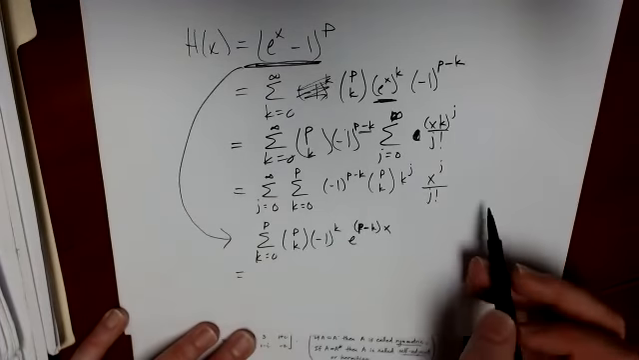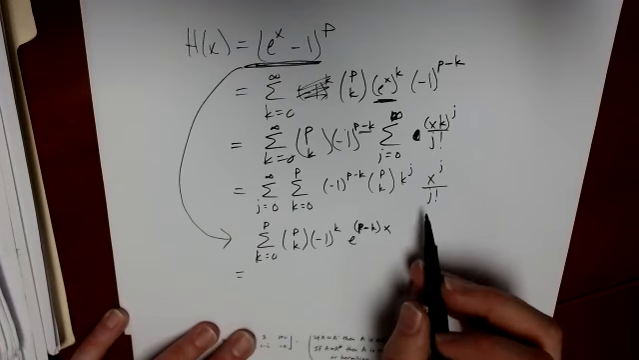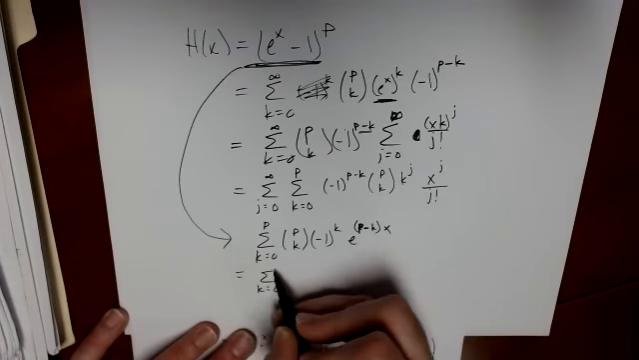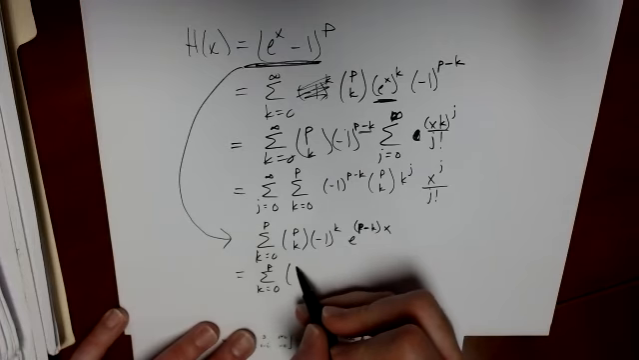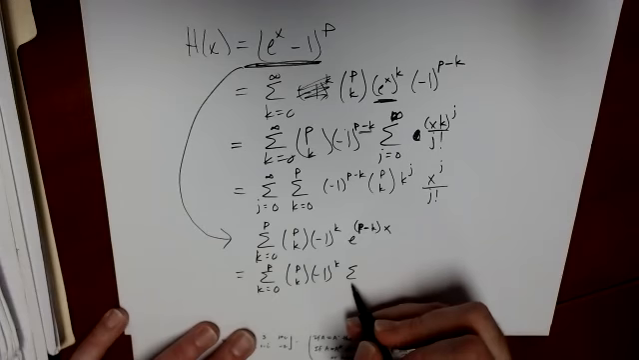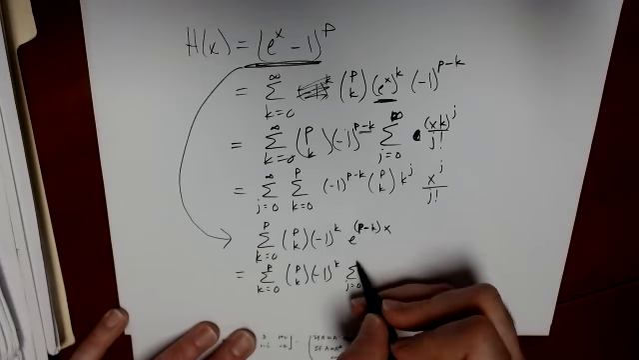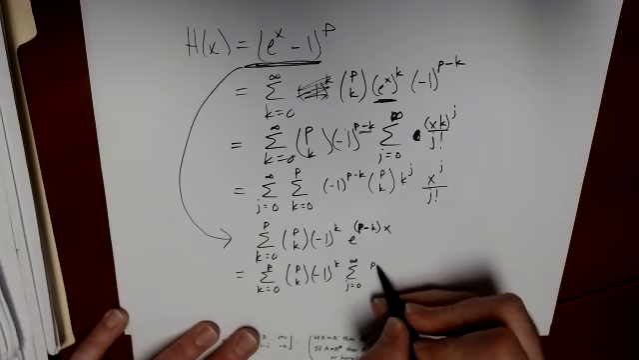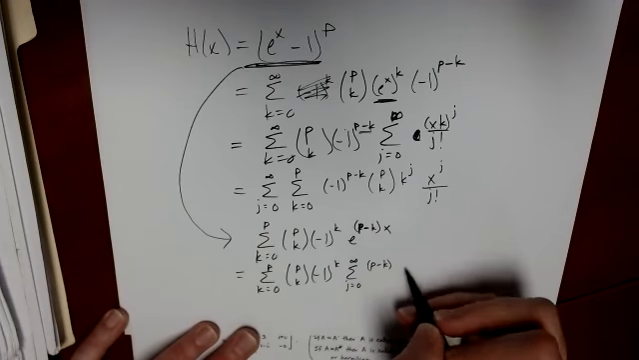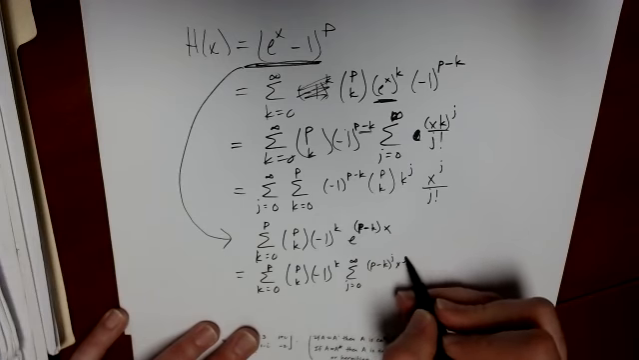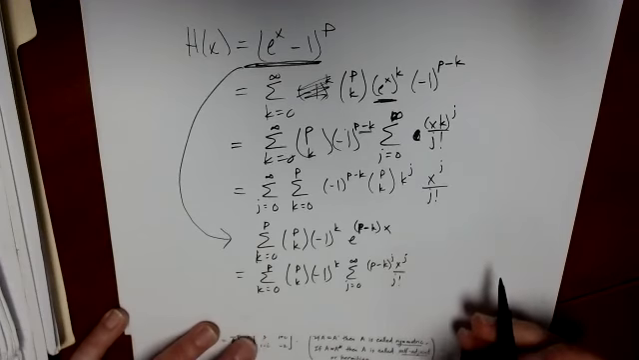It's very similar to what I did here, but it comes out nicer. You'll see here in a second. So this is the sum as k goes from 0 to p of p choose k (-1)^k. Now that's the sum as, I used j a second ago, j goes from 0 to infinity of (p-k)^j x^j over j factorial.